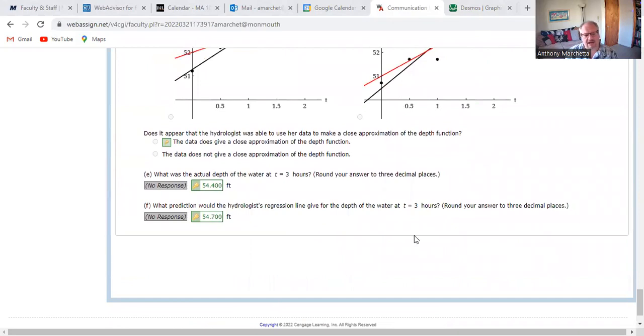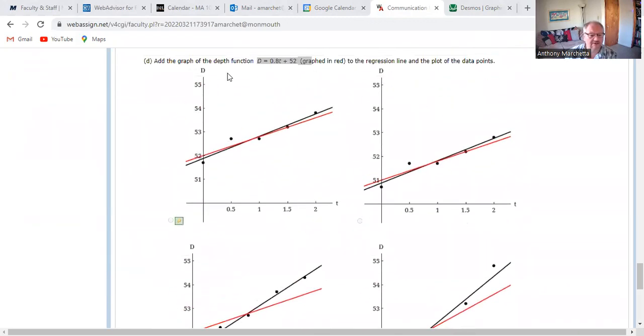Does it appear that the hydrologist was able to use her data to make a close approximation of the depth function? And the answer is certainly. The data does give a close approximation. In other words, look how very close the dots are to the line in the situation.